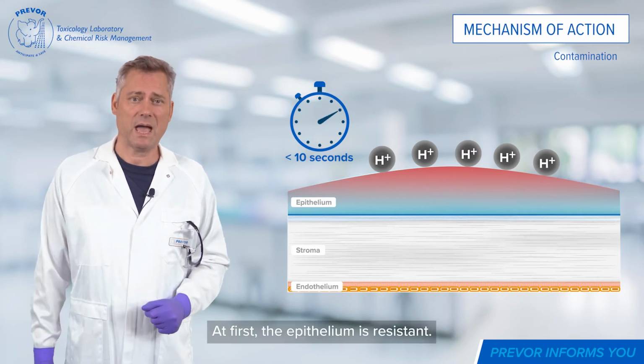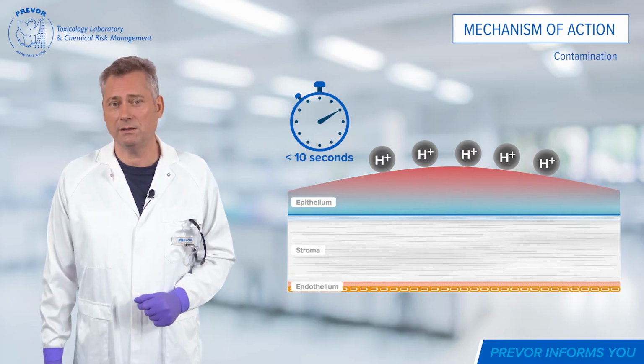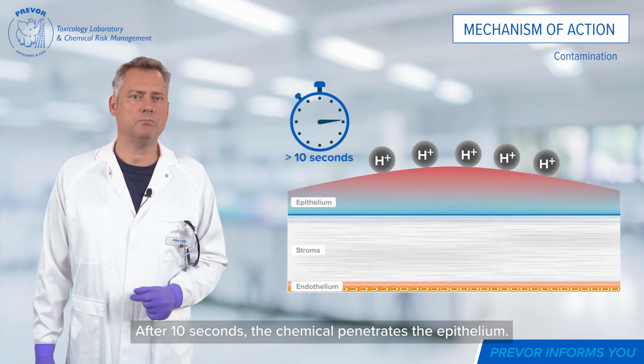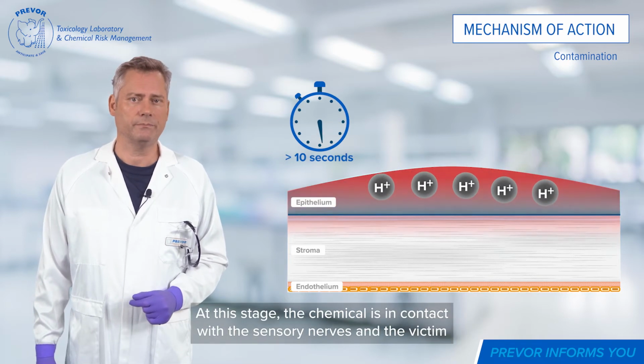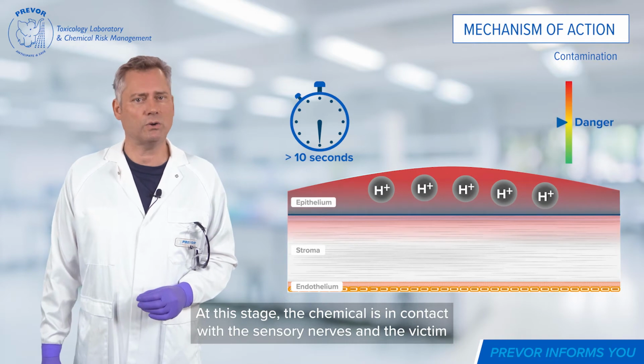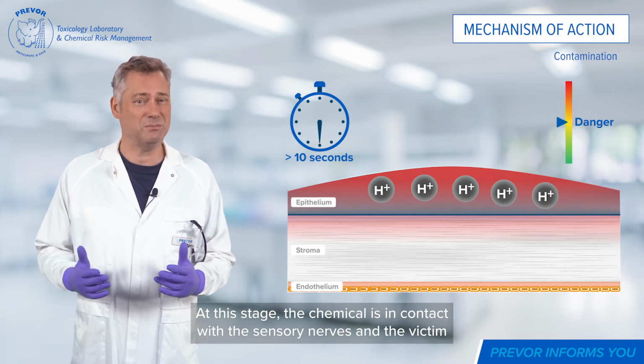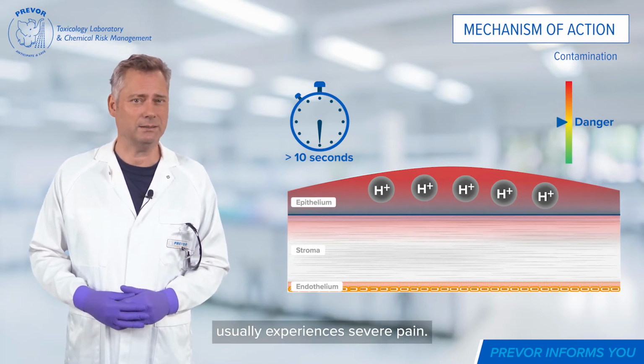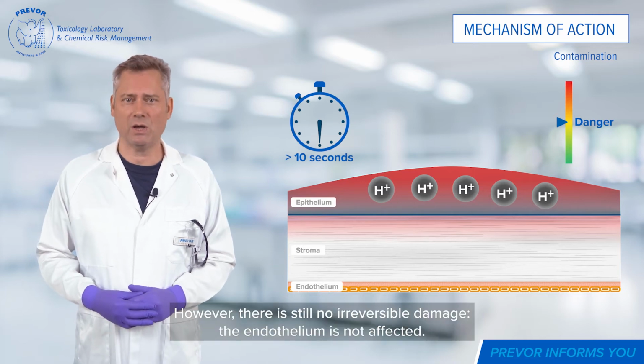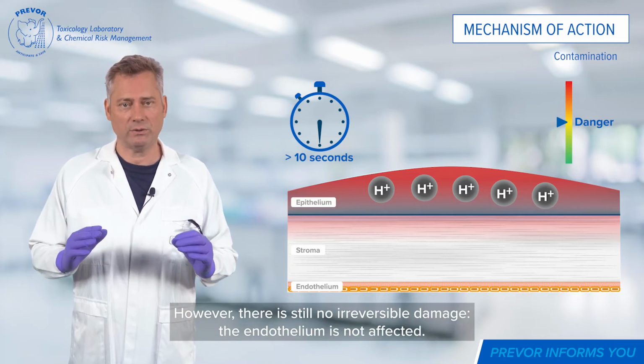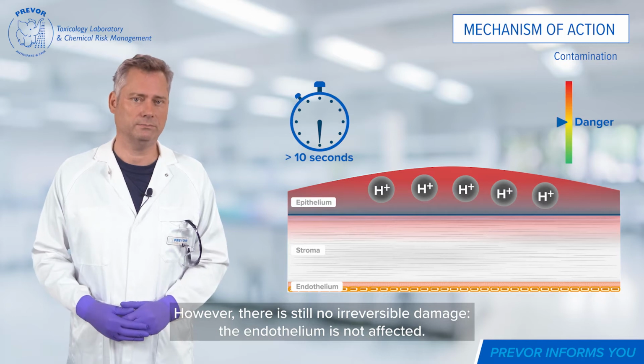At first, the epithelium is resistant. After 10 seconds, the chemical penetrates the epithelium. At this stage, the chemical is in contact with the sensory nerves and the victim usually experiences severe pain. However, there is still no irreversible damage. The endothelium is not affected.